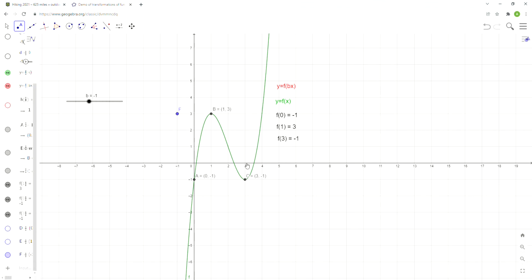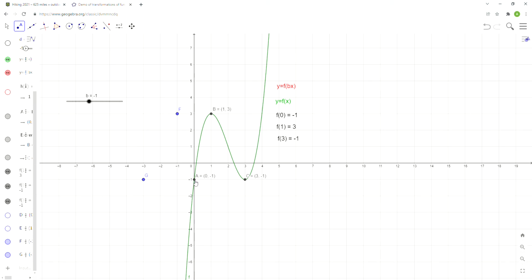Let's look at this point here. We know that f of 3 is -1. So we want to put 3 into the function. So we want b times x to be 3. Well, b is -1, so we're going to have to put in x equals -3, so that what's inside these brackets is -1 times -3, which is 3. And f of 3 is -1. So if we put x equals -3 into the function, we get -1.